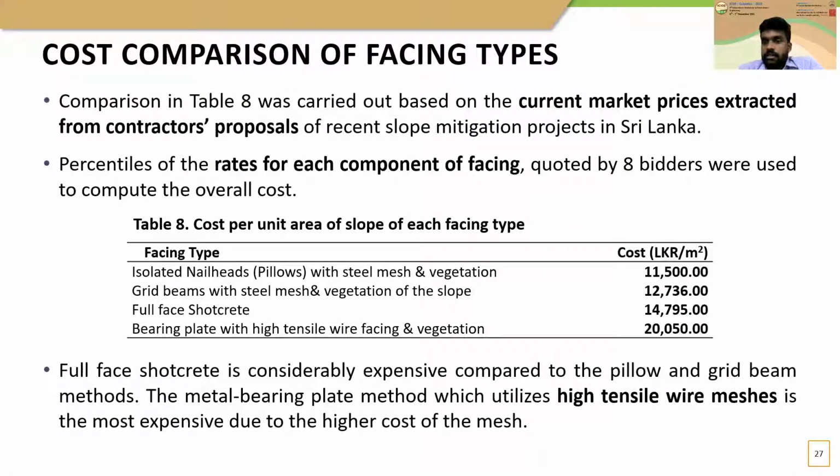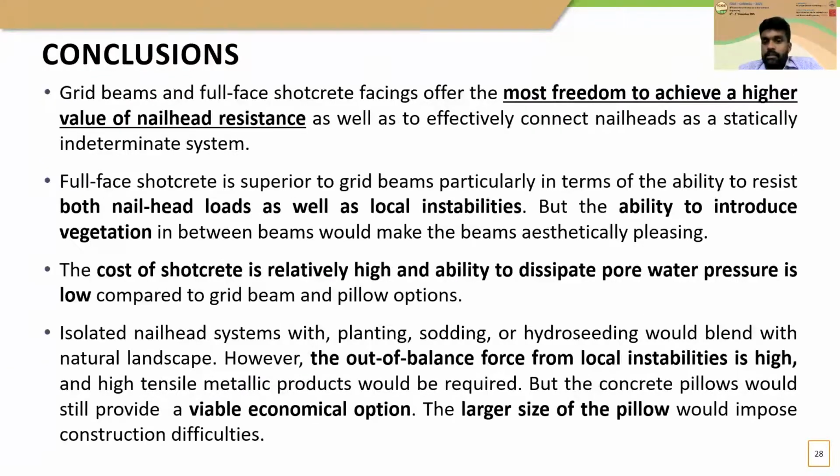Comparison in Table 8 was carried out based on the current market prices of slope mitigation projects in Sri Lanka. It could be seen that full-face shotcrete facing is considerably expensive compared to the pillow and grid beam methods. The metal bearing plate method, which utilizes high tensile wire meshes, turned out to be the most expensive method due to the higher cost of mesh. I will finish with my conclusion.